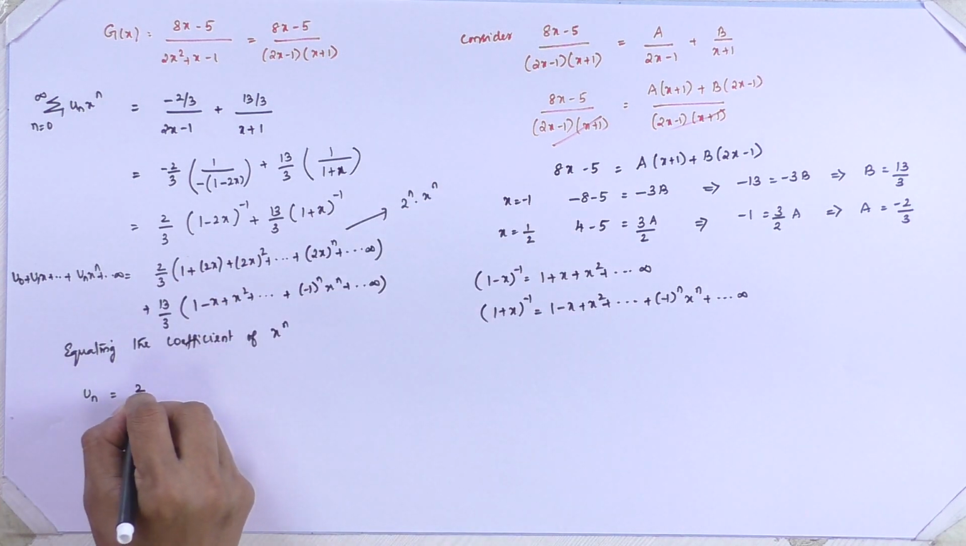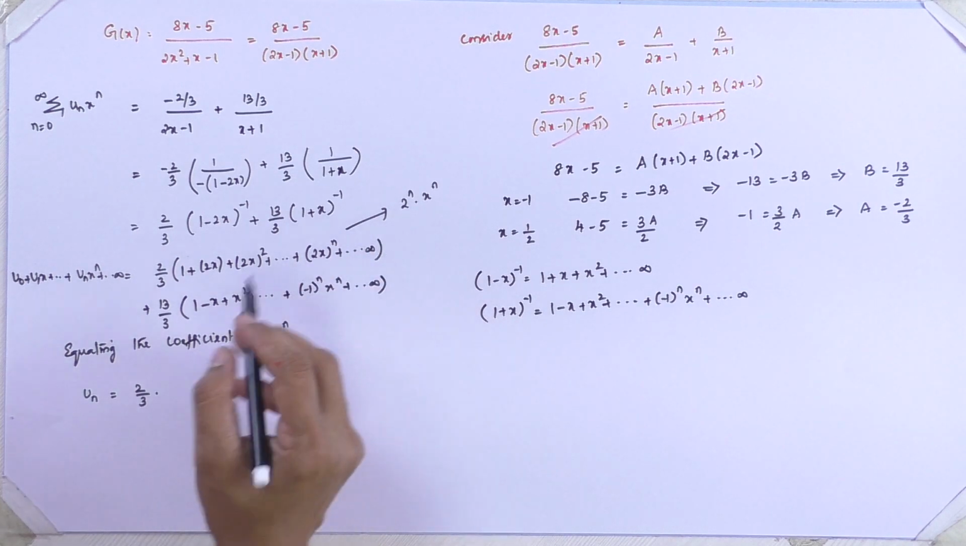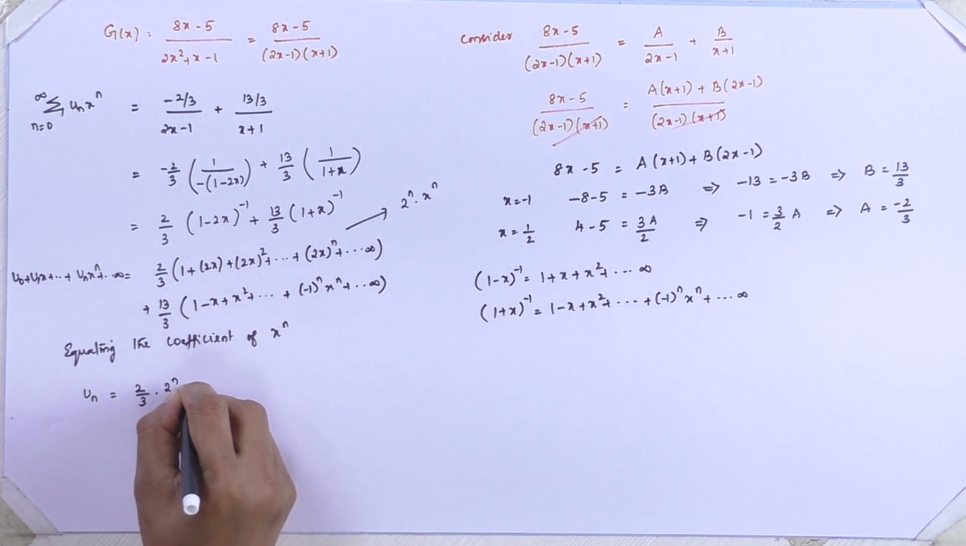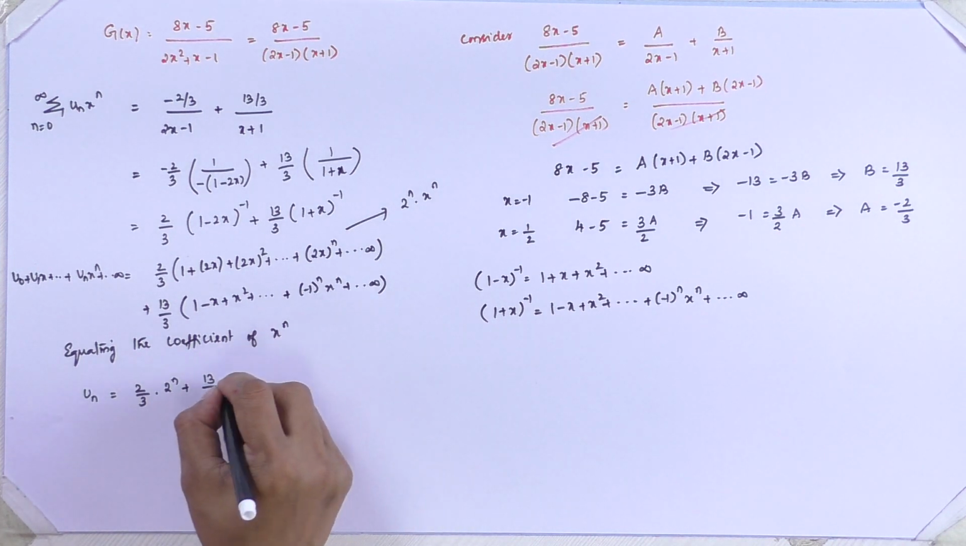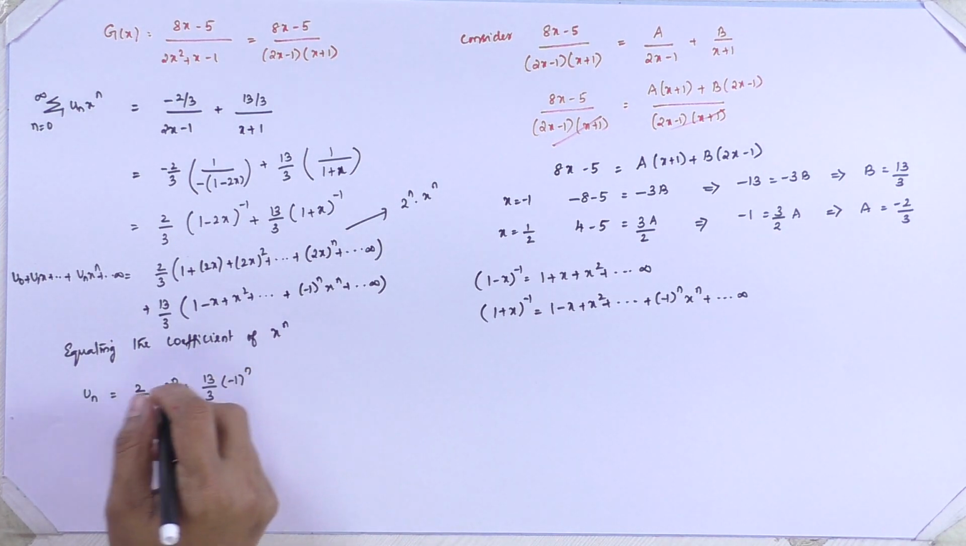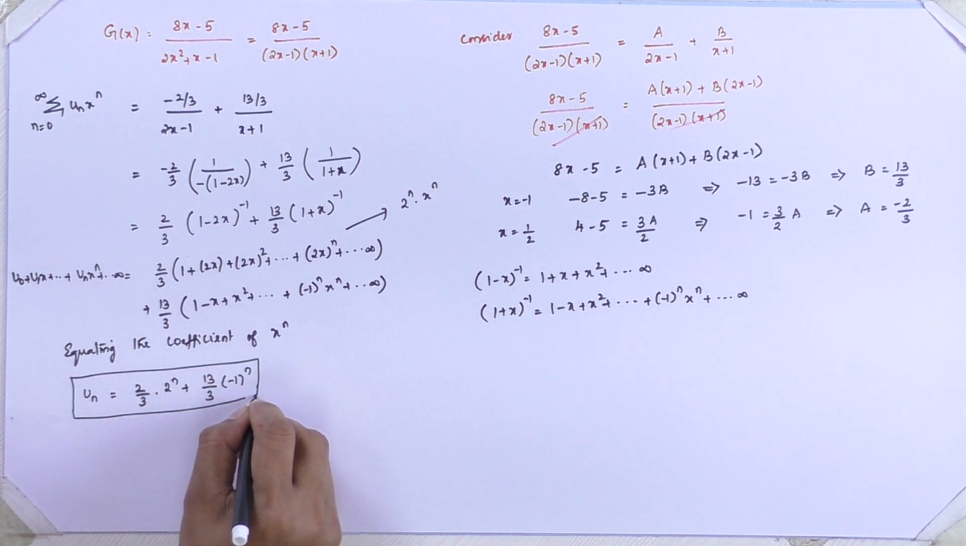So I have outside 2 upon 3 into, what is the coefficient of x power n? It is 2 power n, plus this 13 by 3 I will have, what is the coefficient of x power n? Minus 1 to the power of n. So this becomes the solution for the problem.